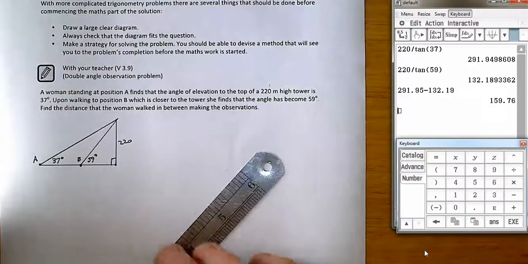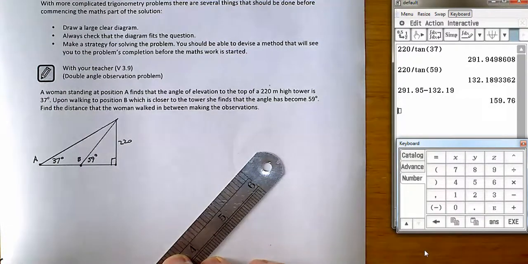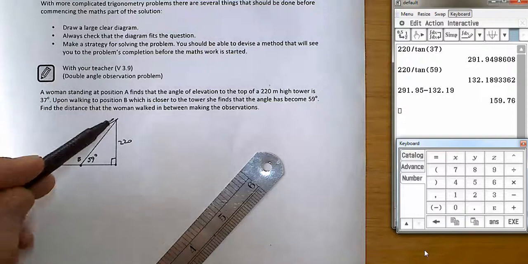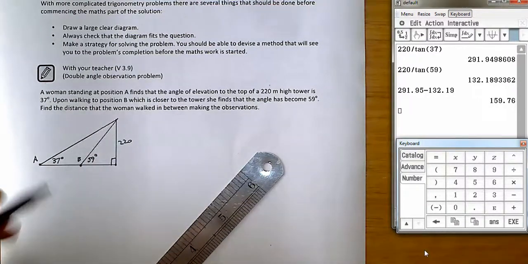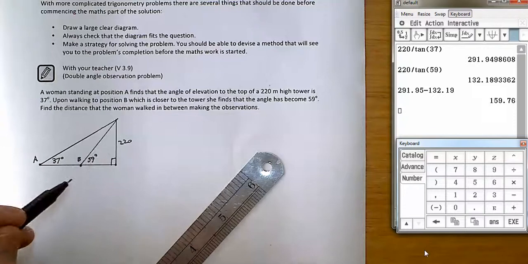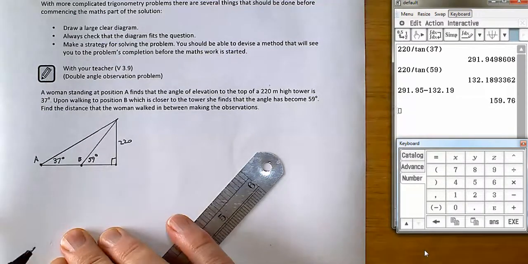Well, first thing to notice here is that we've got a triangle that isn't right-angled, and so far in trigonometry we've only been working with right-angled triangles. We have to work out a strategy which uses right-angled triangles in order to find the distance between A and B. Here's how I would go about it. I would start by looking at this big right-angled triangle. We could use that triangle, this 37 degrees and this 220 metres, to work out the distance from A to the base of the tower.